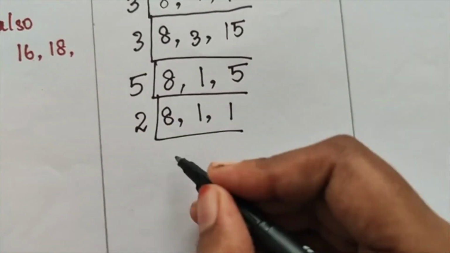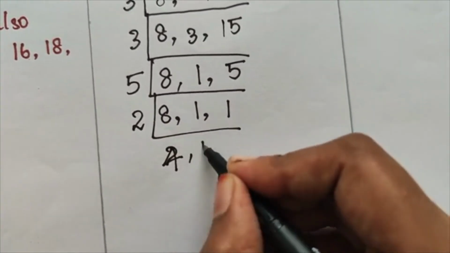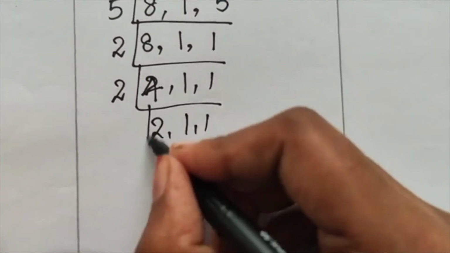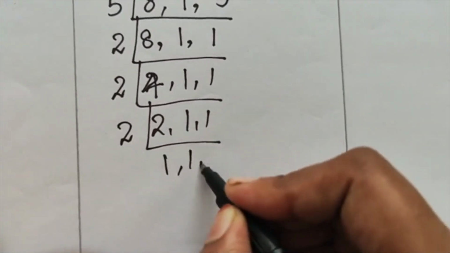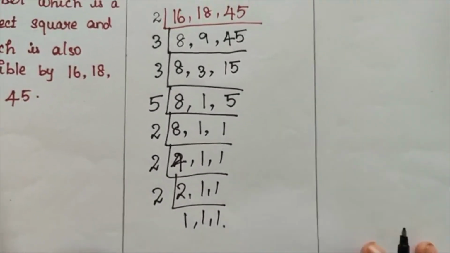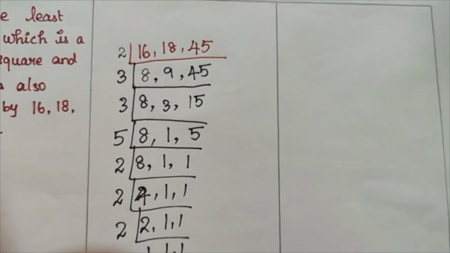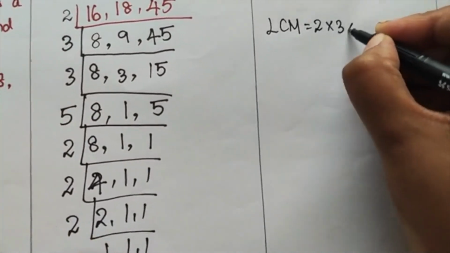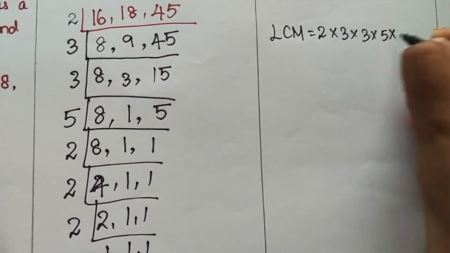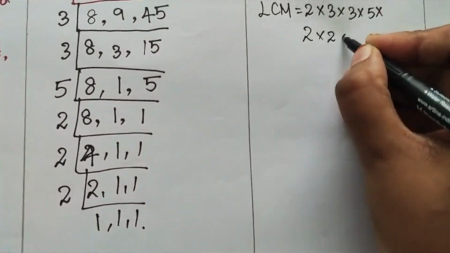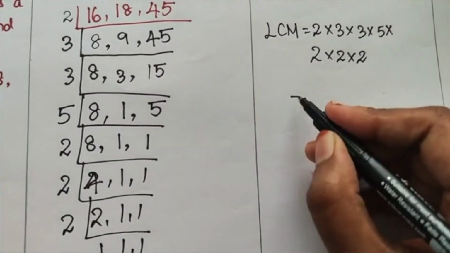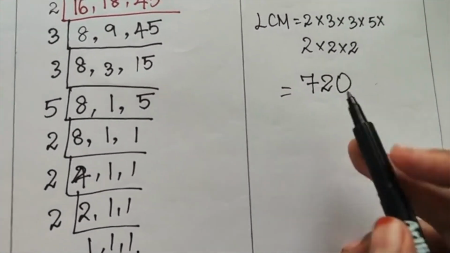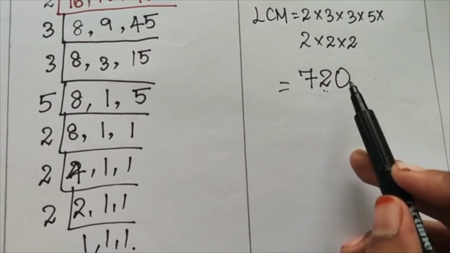Let me use the 2 table. This one is 4, 1, 1. Again 2 table, 2, 1, 1. Again 2 table, 1, 1, 1. I'll tell you why we use prime factorization in the last step. Now let's go with the LCM. LCM is equal to 2 into 3 into 3 into 5 into 2 into 2 into 2. Multiplying all these we get 720. So let's check whether 720 is a perfect square or not.